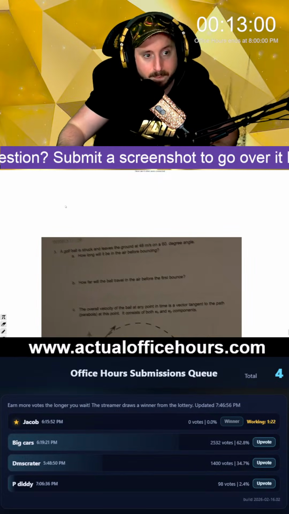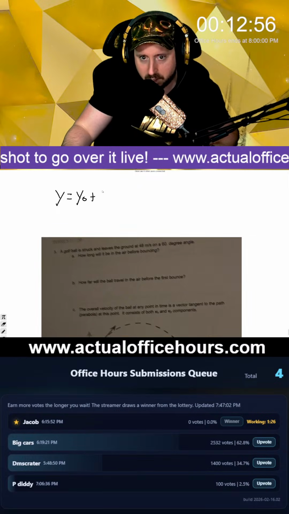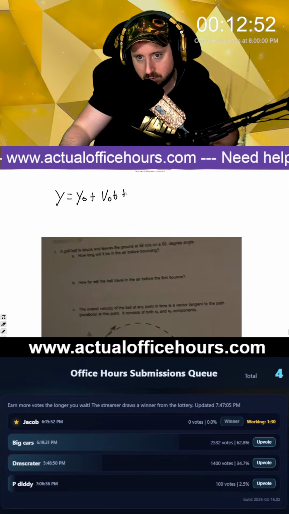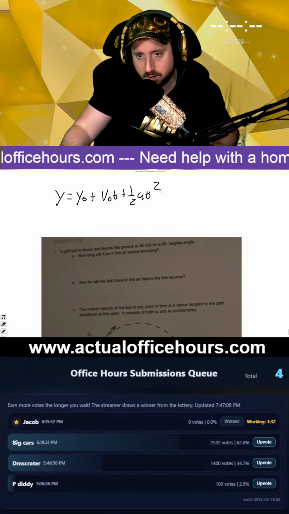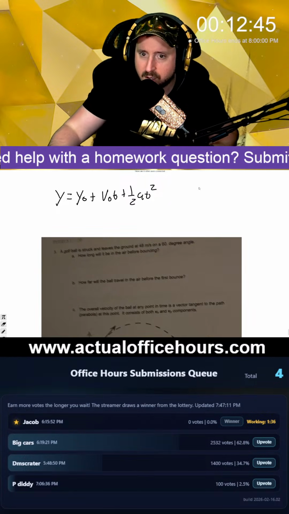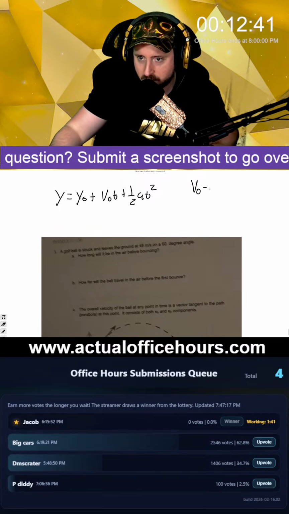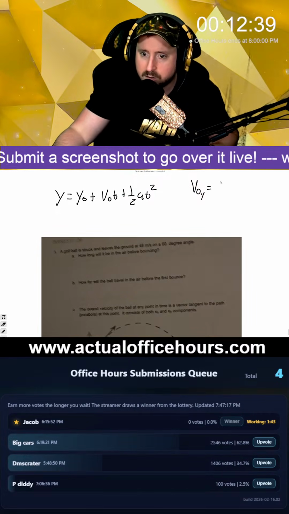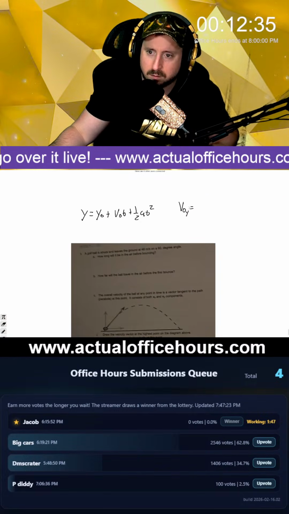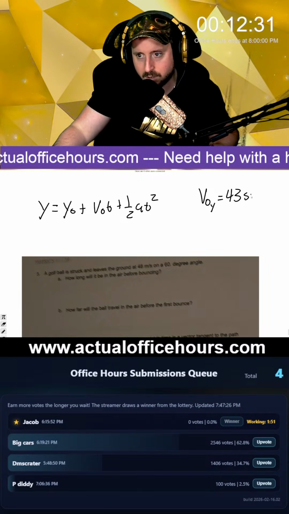It's just kinematics, right? So, y equals y naught plus v naught t plus 1/2 a t squared. And in this case, v naught is specifically only in the y direction. So v naught y is going to be, I think that says 43. So that's going to be 43 sine of 60 degrees.